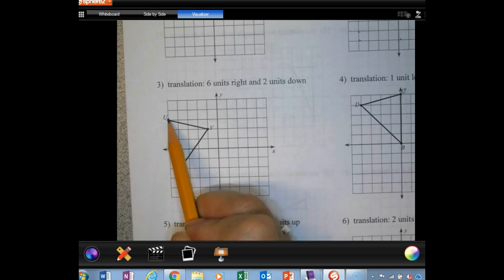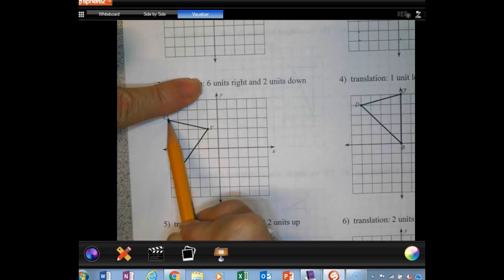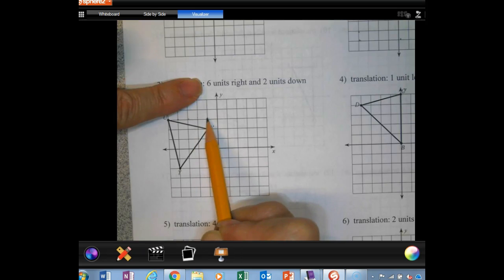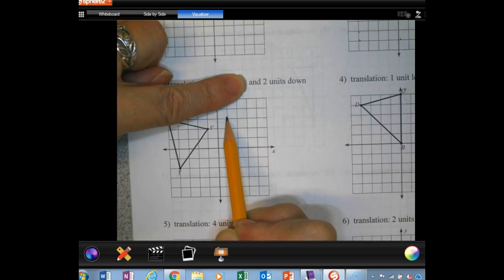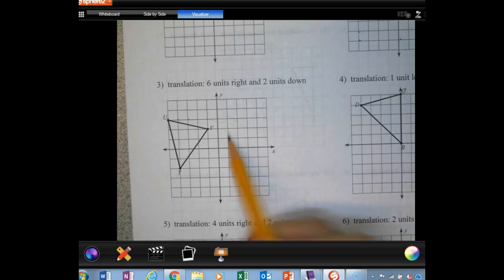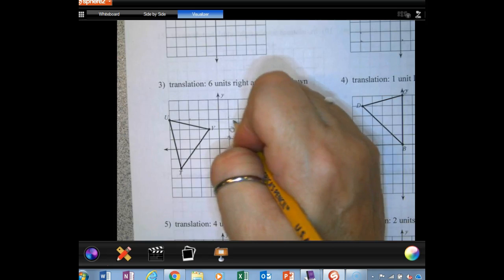So put your pencil tip on U. And you're going to go 6 units. What direction? So count. 1, 2, 3, 4, 5, and 6. And then, how many units? In what direction? 1, 2. So this point here is my U prime.